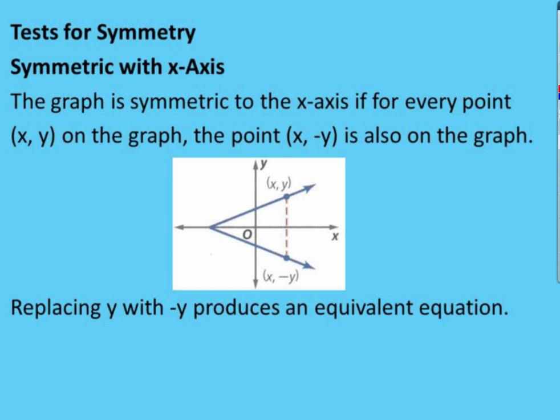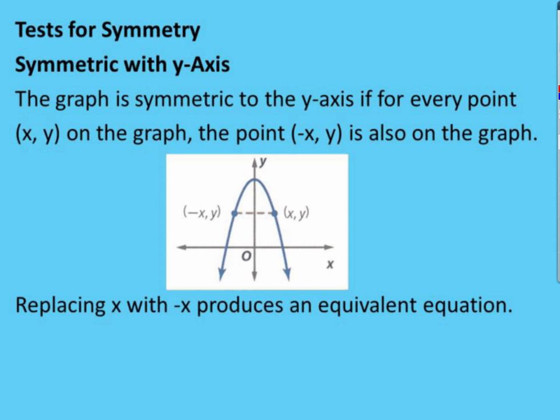Now, an example of this would be on this graph, if we said this was a value of 2, positive 2 up here, this point down here is 2 and negative 2. The x values are exactly the same. The y values have the same number but different signs. So this would indicate that it's symmetric about the x-axis.